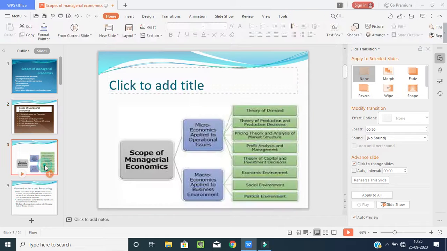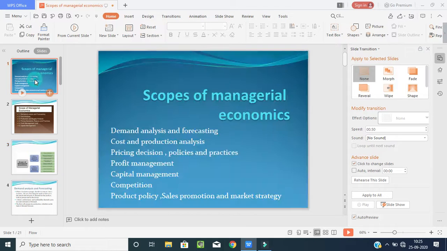Now, one more expert has given his idea in such a way. Just have a look here. That means the scope of managerial economics is divided into microeconomics and macroeconomics. Microeconomics deals with the theory of demand, theory of production and production decisions, pricing theory, analysis of market structure, profit analysis and management, and last one, theory of capital and investment decisions. Coming to macroeconomics, it is nothing but economic environment, social environment, and political environment. But overall, whatever it may be, the main conclusion comes to these seven parts.